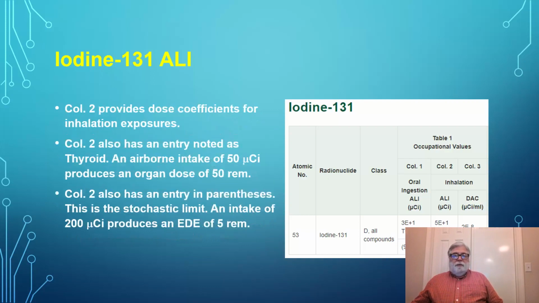Now, column 2, this is for inhalation. We have the same situation. The inhaled activity will concentrate in the thyroid, and we have 50 microcuries inhaled activity, total intake, will result in 50 rem to the thyroid, and inhaled activity of 200 microcuries would result in a committed effective dose equivalent to the body of 5 rem.